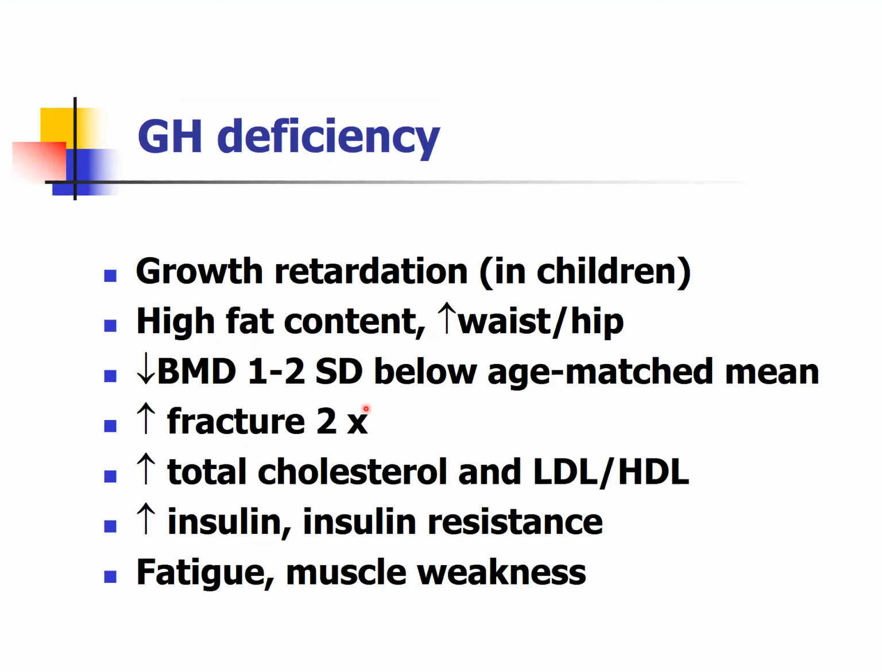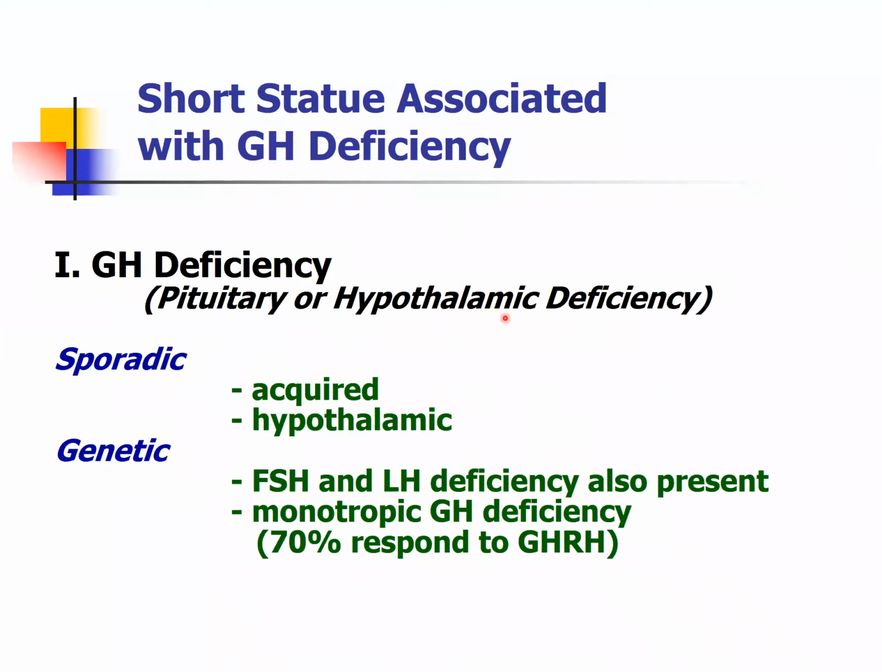This is why the chance to have a fracture is about double, and the good and the bad cholesterol ratio is changed, and that becomes more atherogenic. Insulin resistance is going to increase. This is why the patient has an elevated insulin level. Generally, the patient is fatigued and has muscle weakness, so that is the clinical sign of the deficiency.